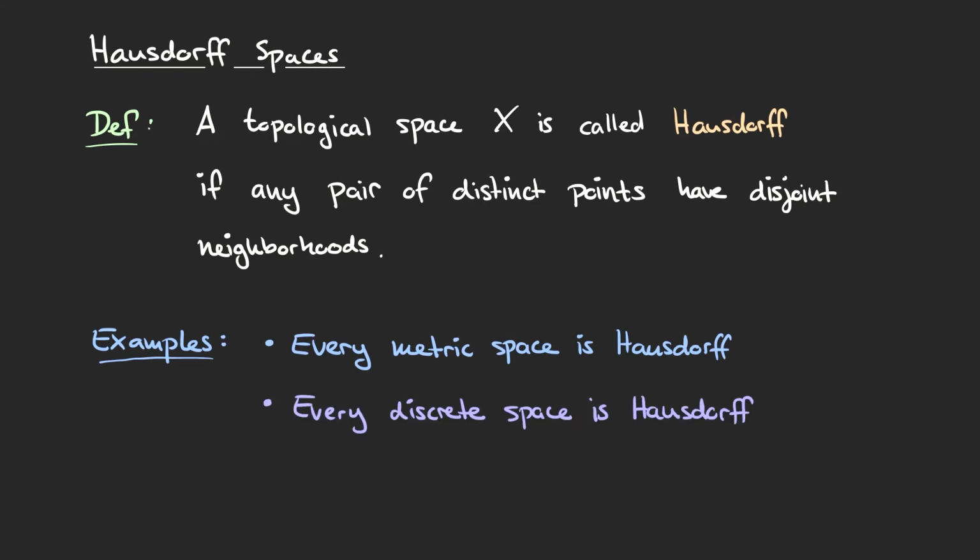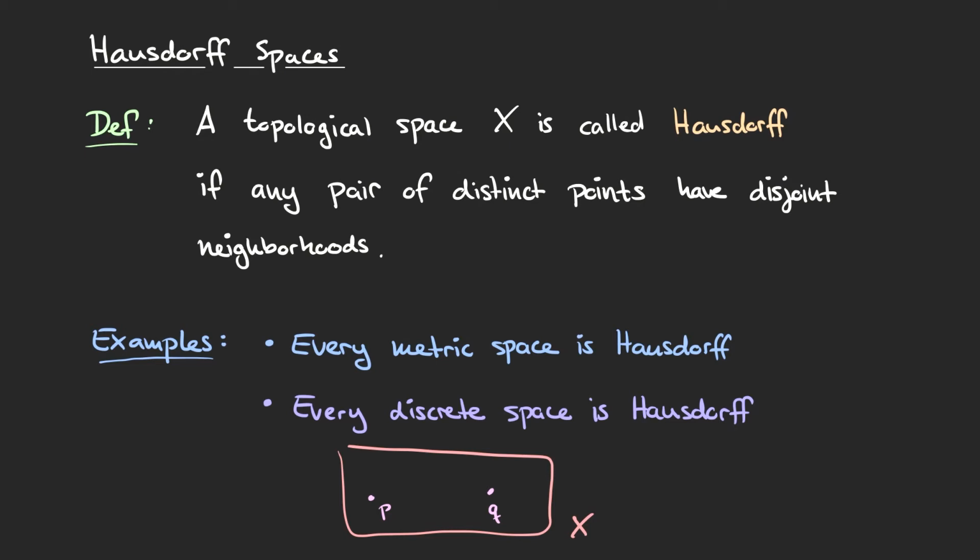Moving on, let's consider a second example, namely that of a discrete space. And the example is that every discrete space is also Hausdorff. Recall that a discrete space is just a space in which all sets are open sets. So to see why such a space would be Hausdorff, let's take distinct points P and Q in such a space. And now we need to find open neighborhoods of these points that are disjoint from one another.